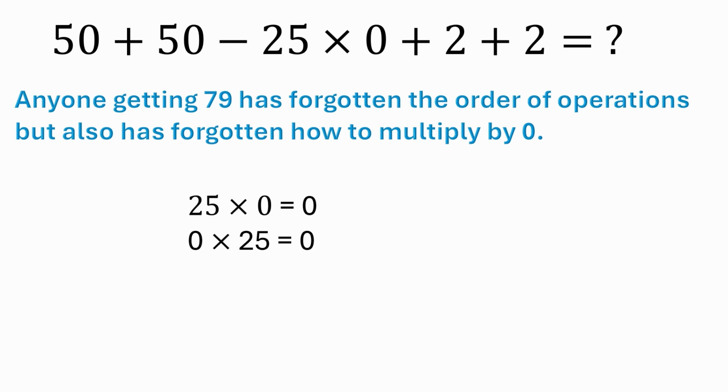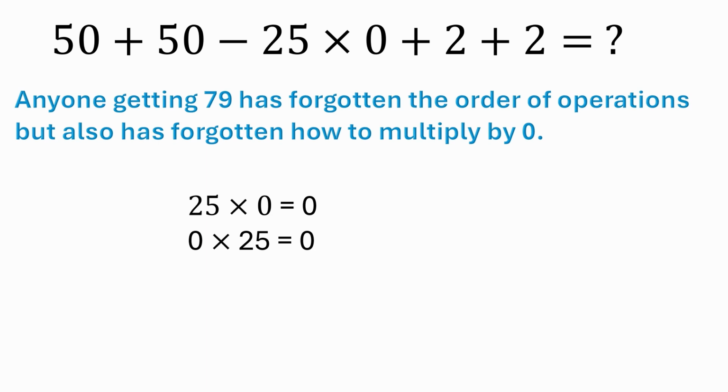Because once again, remember what multiplication is. Multiplication is repeated addition. If I say 25 times 0, that's the same thing as adding up 25 zeros. I could add a million zeros. I could add a billion zeros. They still equal 0. When I say 0 times 25, I'm multiplying 0 times 25. That is still 0. So there's a lot of confusion on that one.